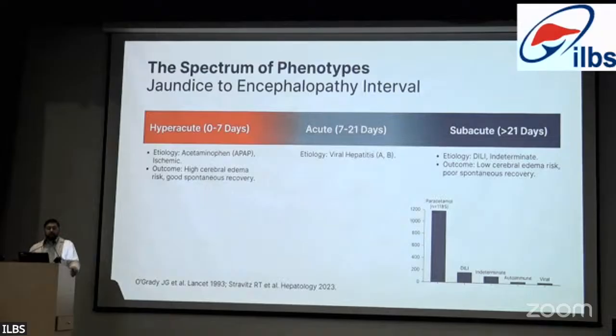The spectrum can be hyperacute, which is within 7 days, 7 to 21 days is acute, and subacute is more than 21. But it is based on etiology as well. Generally, acetaminophen, paracetamol causes hyperacute. Viral etiology is acute, which we see more commonly, and subacute like DILI and indeterminate. In ALF, the main thing is also etiology. In the Western part of the world, acetaminophen is most common, so the Western literature does not always apply to the Indian population. In our part of the world, viral etiologies and now DILIs are also very common.